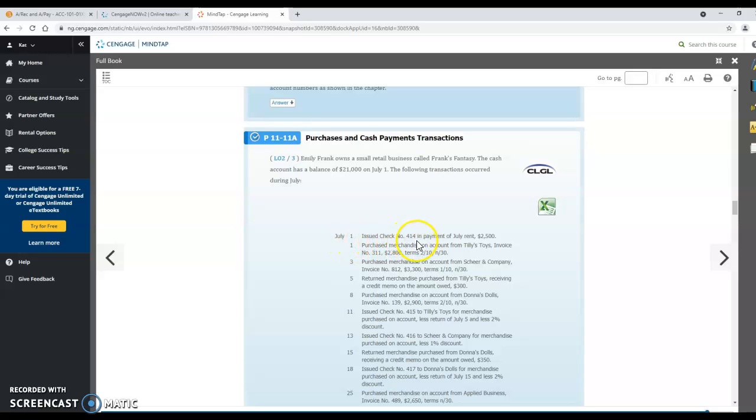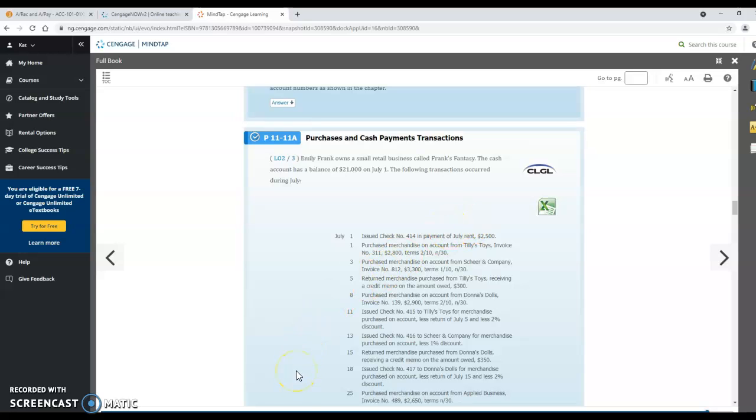July the 1st, we issued check 414 in payment of July rent, $2,500. Now we've done this since Chapter 2, okay? We're giving up cash of $2,500. We said cash means it's coming out of the checking account, meaning we're writing a check. So we're going to be decreasing our checking account, decreasing cash, so that'll be a credit to cash. And then what are we receiving? Whenever you pay for rent, you're receiving use of the office space, and whenever we use something, that's going to be an expense.